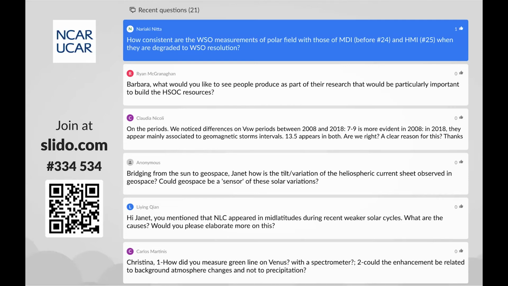Polar fields, how you integrate makes it hard to directly compare, since WSO has just that single pixel going from 55 degrees to the pole. But even with the axial dipole, there were slight differences. I don't think they're significant though.